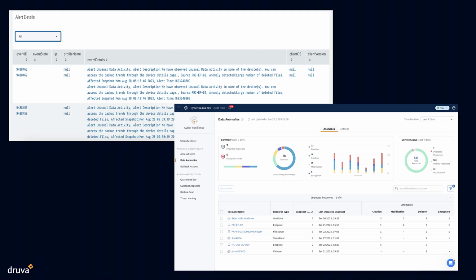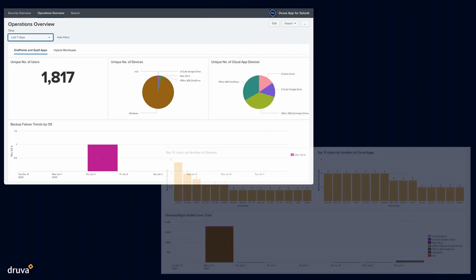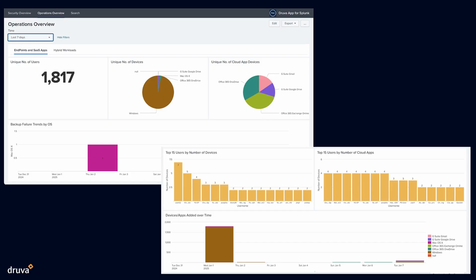Correlate backup anomalies with other security logs to uncover hidden risks, such as a ransomware attack targeting backup data. Ingest backup telemetry data into Splunk, enriching your SIEM ecosystem for comprehensive threat monitoring. Automate the identification and escalation of backup-related threats for faster response times.